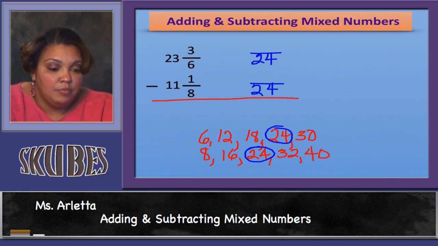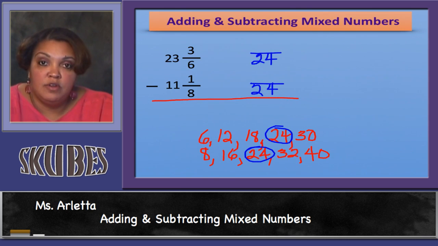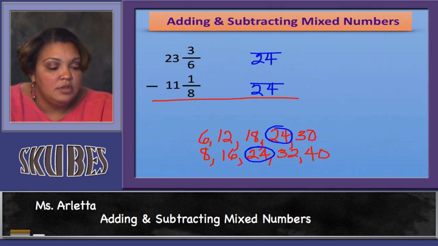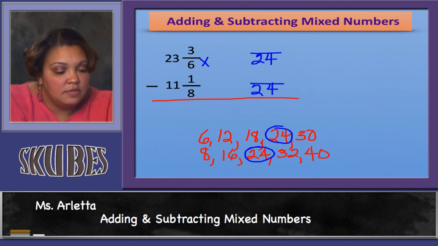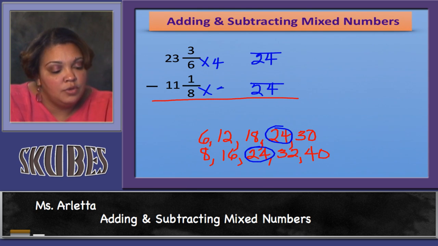Now, the second step says to make equivalent fractions with the given numbers. The way you make equivalent fractions is look at the denominator on the left and then look at your denominator on the right and find out what number can be multiplied times the left denominator to give you the right denominator. In the first one, 6 times what number gives you 24? Okay, we know that 6 times 4 is 24. 8 times what number gives you 24? Well, we know 8 times 3 is 24.